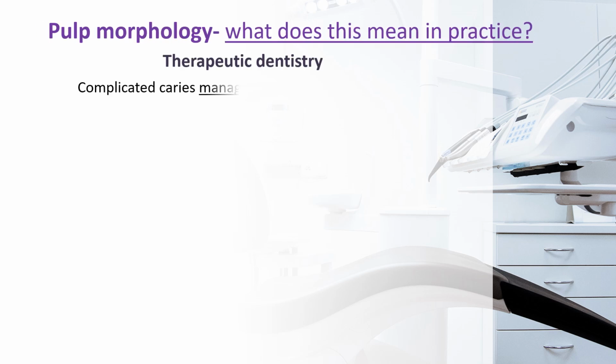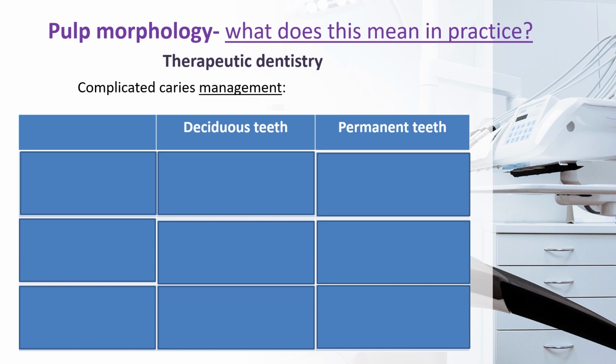What does it mean in practice? In therapeutic dentistry, in complicated caries management. Let's mention again, complicated caries means pulpitis and periodontitis. It is clinical situations when we need to treat root canals. What about management of root canals? Let's go step by step.